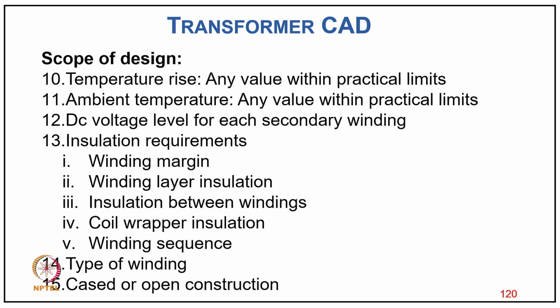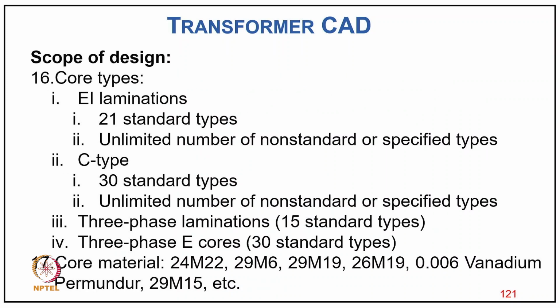Now, scope of design: temperature rise any value within the practical limit, ambient temperature any value within the practical limit, DC voltage level for each secondary winding, and insulation requirements like winding margin, winding layer insulation, insulation between windings, coil web insulation, winding sequence, type of winding, and coil cased or open construction.